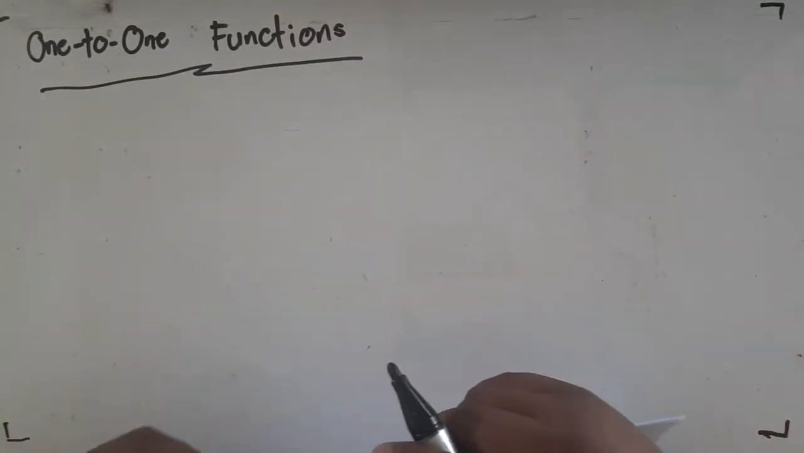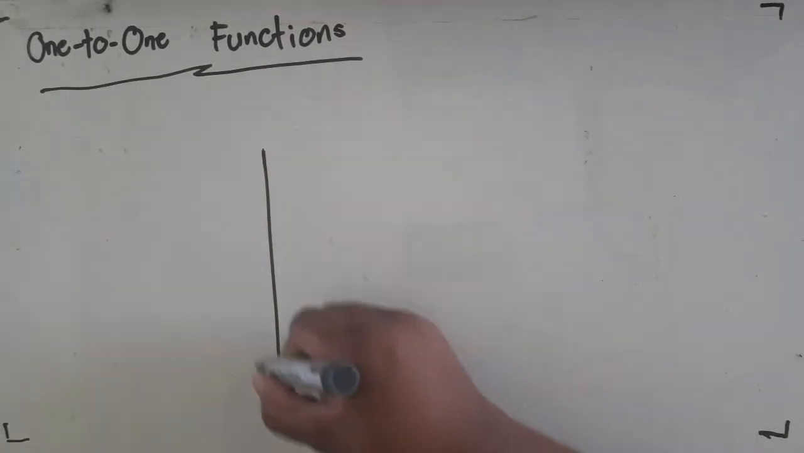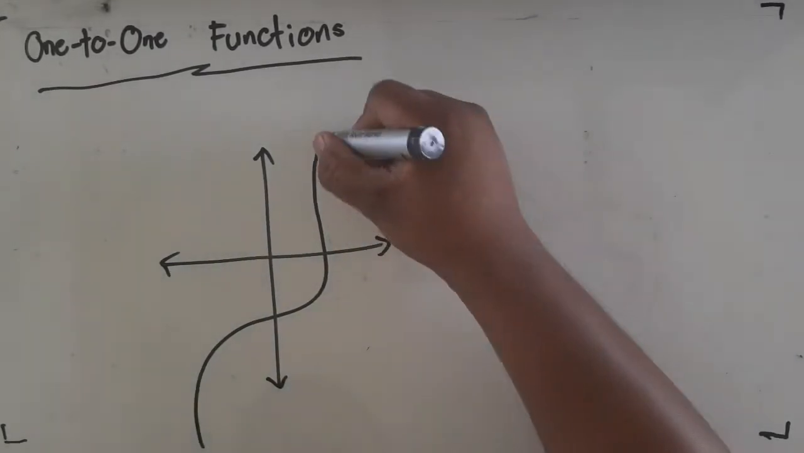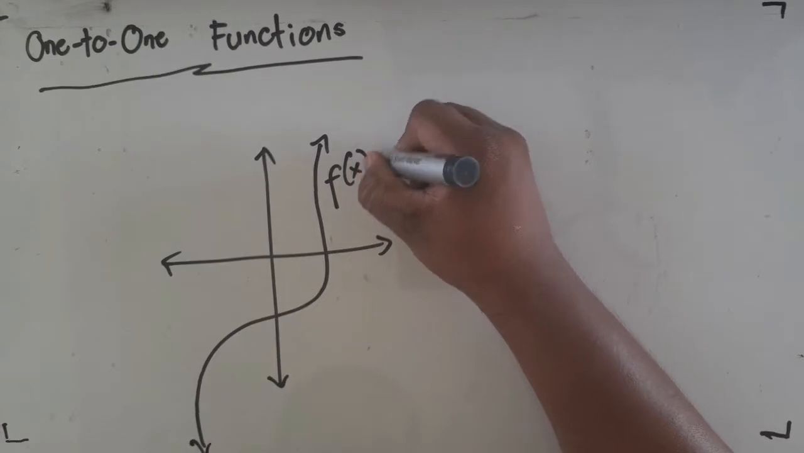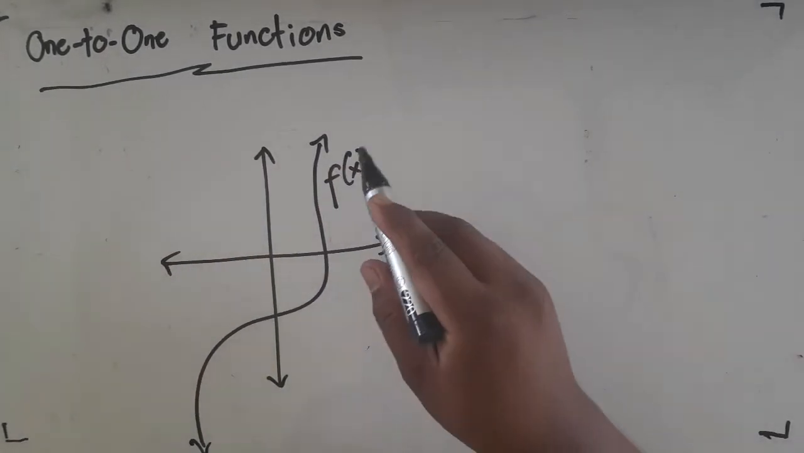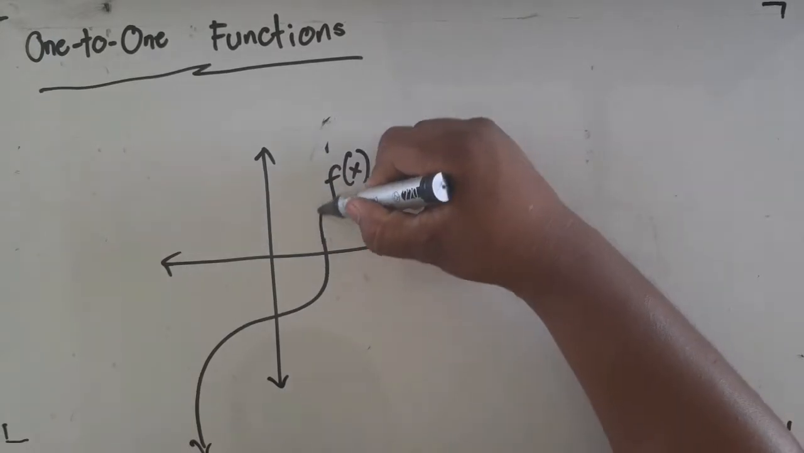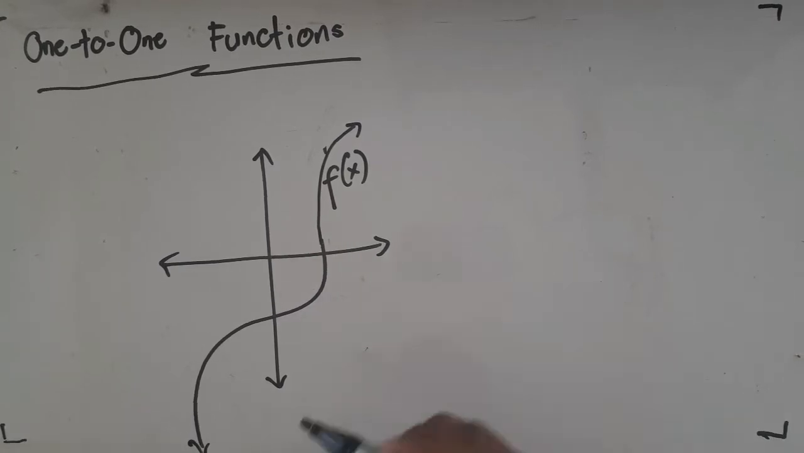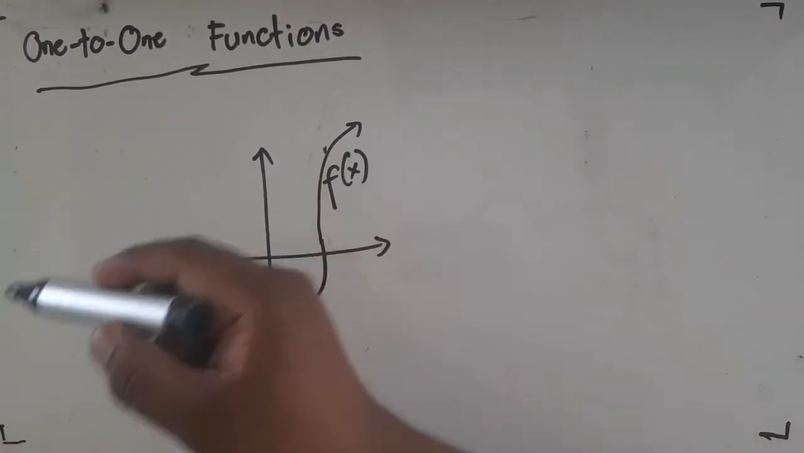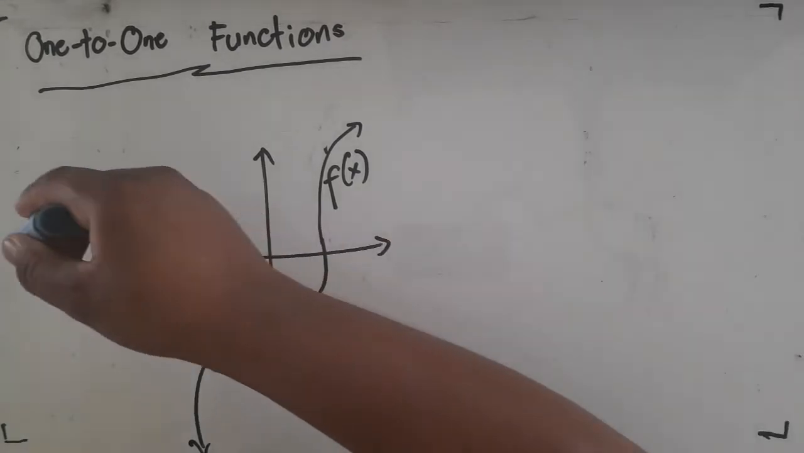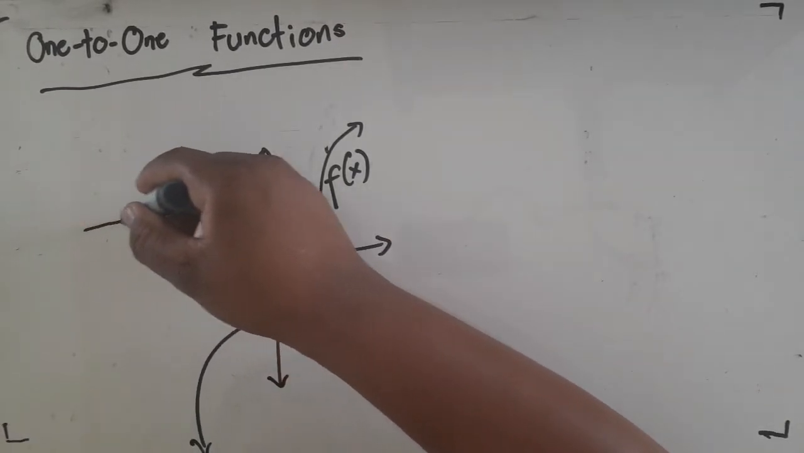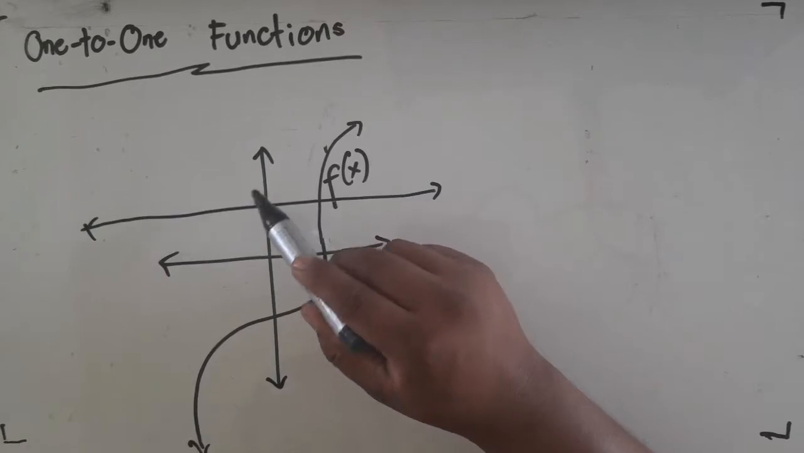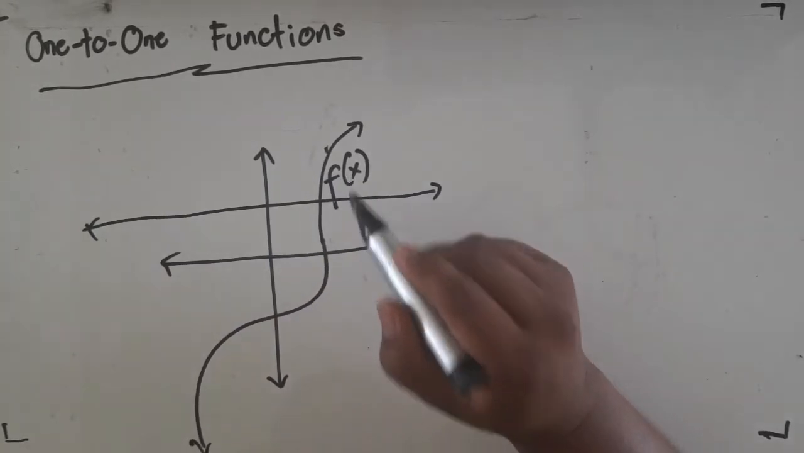to determine a one-to-one function using graphs, say for example, you have a graph like this one. This is your function. How do we determine that this graph is also a one-to-one function? To determine that this is a one-to-one function, use the horizontal line test. If we place a horizontal line, say for example this one, this is our horizontal line test. This line must intersect at exactly one point of your function.